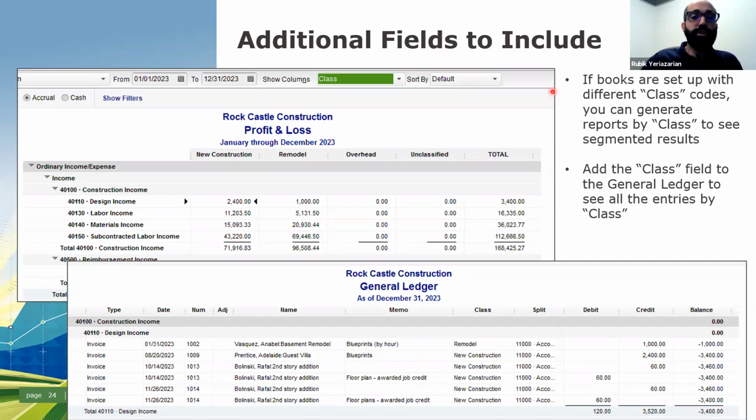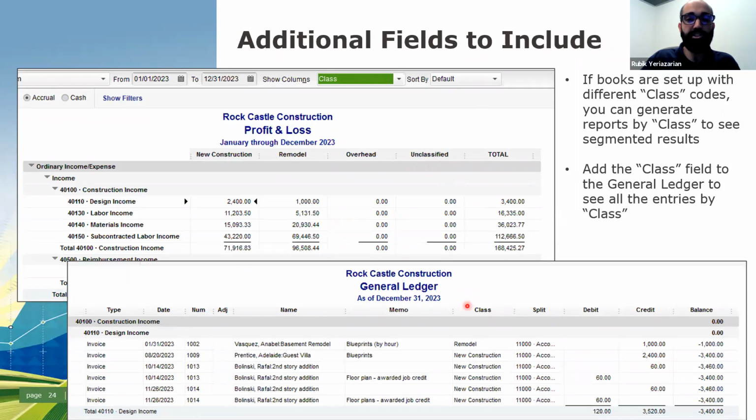So with additional fields to include when you're running reports, one of the things I always like to include is this class field. The class is a way for a company, when they're setting up their books, to say, hey, I want to be able to see my performance by class, by this different business unit. On this profit and loss statement, we can see these headers at the top that say new construction, remodel, overhead, unclassified. So this company used the class field to differentiate their activity if it's related to their new construction projects, remodel projects, general overhead, or anything else that's a catch-all unclassified.